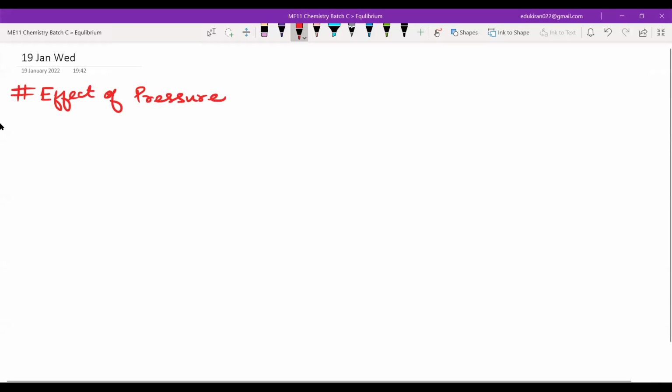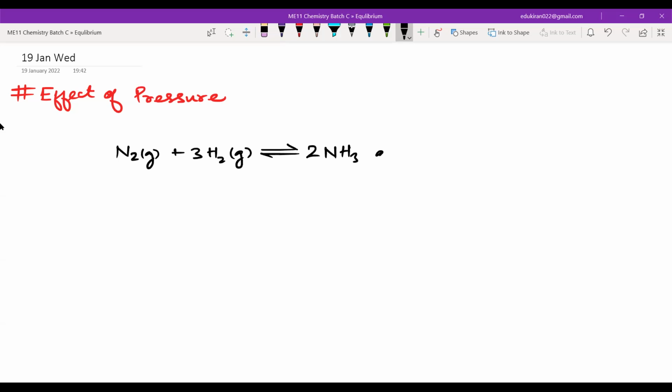Effect of pressure. So again, let us take an example. Formation of ammonia: N2 gas plus 3H2 gas is in equilibrium with 2NH3. Okay. So now you tell me what will happen if I increase the pressure.